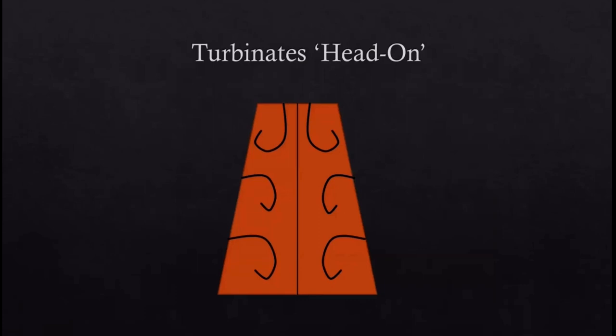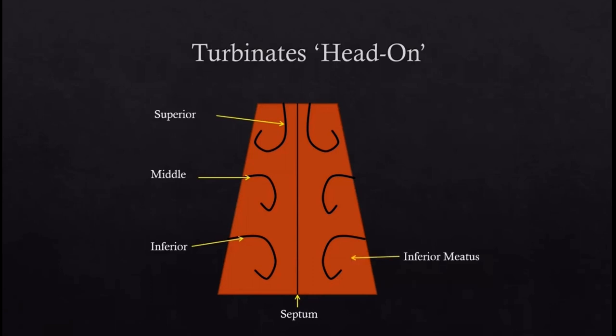If we look into the nasal cavity, we can see these little bones called turbinates or concha head-on. There are 3 of them. Dividing the cavity is the nasal septum, and on either side, there's an inferior, a middle, and a superior turbinate or concha. And below each of these is a meatus, inferior, middle, and superior.